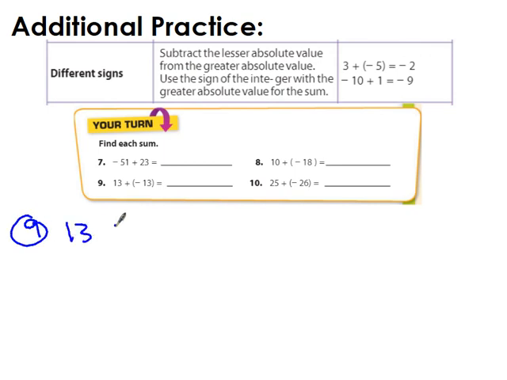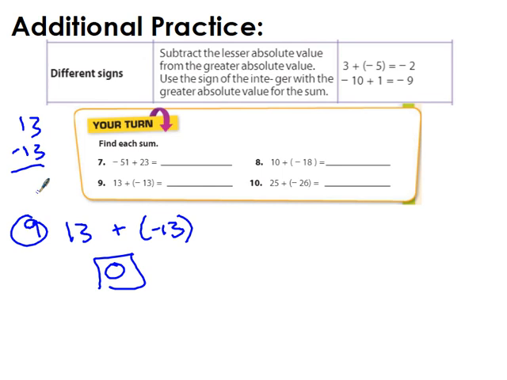So for number 9, I have 13 plus negative 13. So this one, you might see right away, well, these are the same values, they're just opposites. So this is actually going to create 13 zero pairs, so the answer is just 0. When I combine a positive number with its opposite, with its additive inverse, it's always going to give me 0. I can also look at it like, well, I've got to subtract the numbers. It doesn't matter which order you subtract them in because they're the same value, and you get 0.